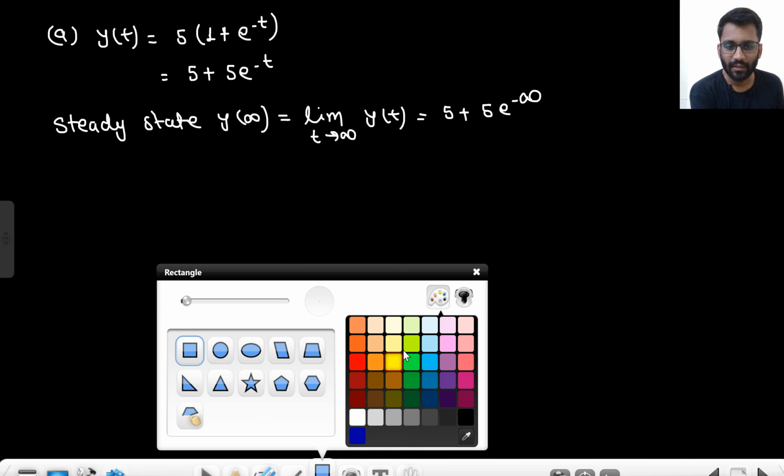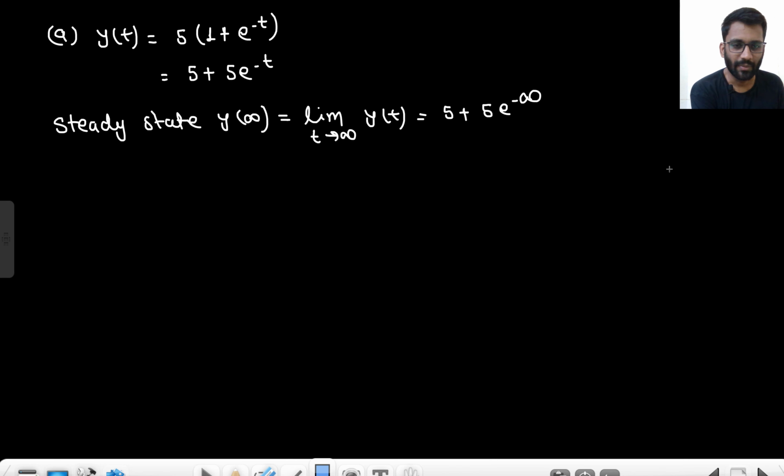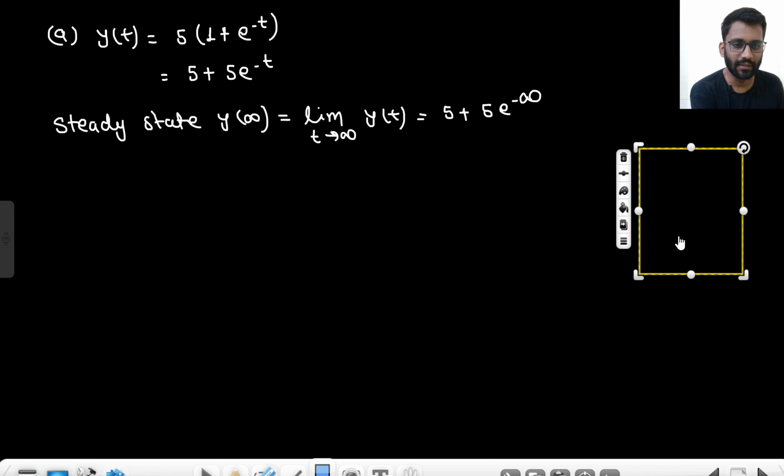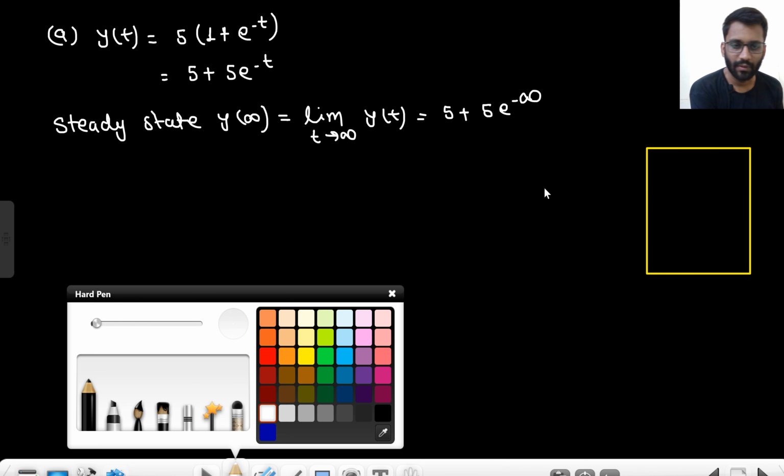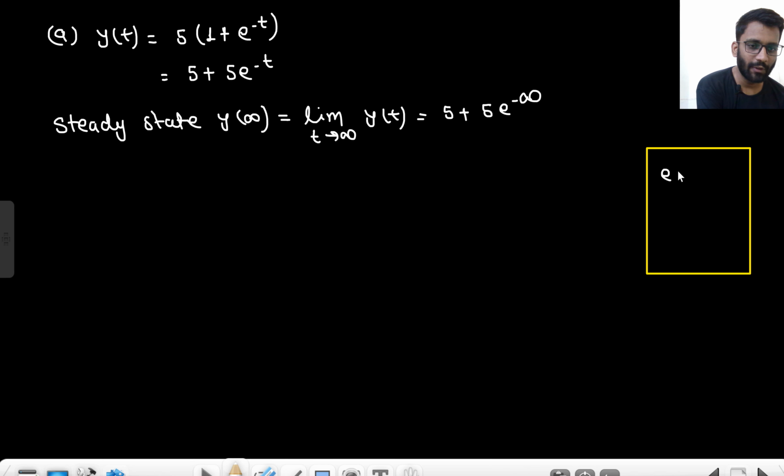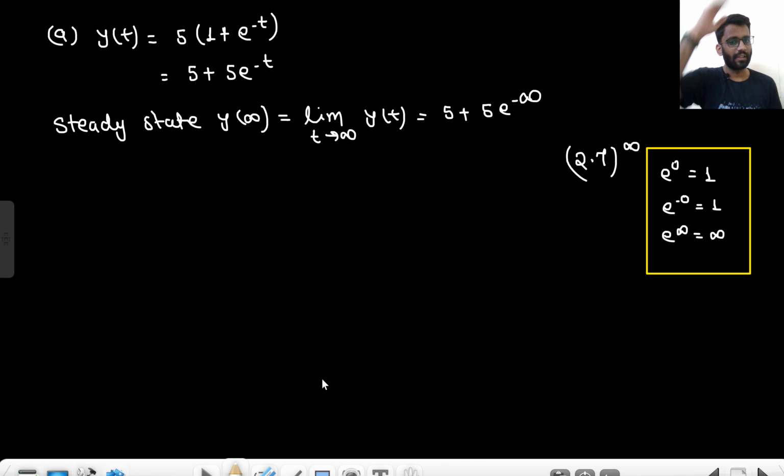Let's understand it with a simple thing. You should know this. What is the value of e to the power 0? E to the power 0 is always 1. E to the power minus 0 is the same thing, it is always 1. What is the value of e to the power infinity? That is infinite. E is around 2.7, so it will go till infinity.